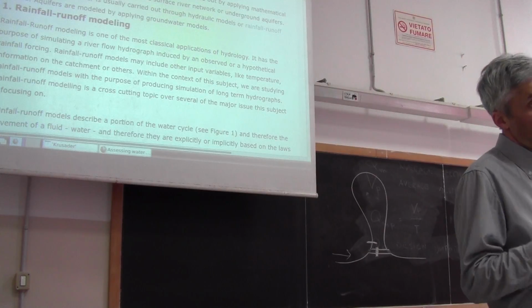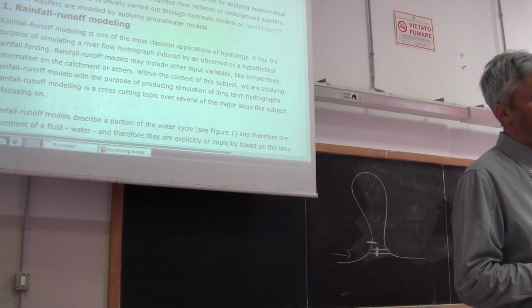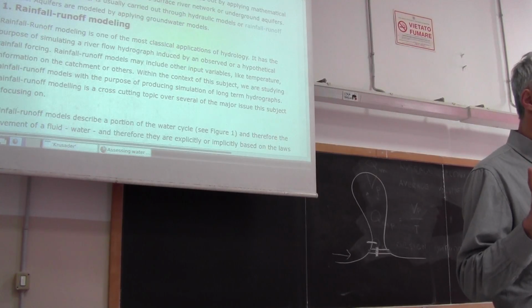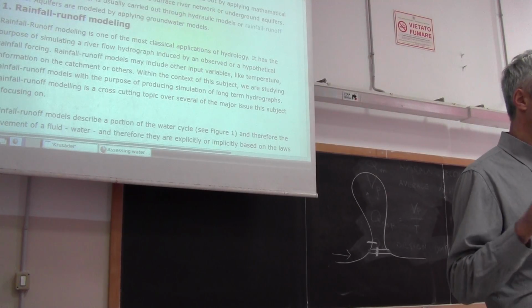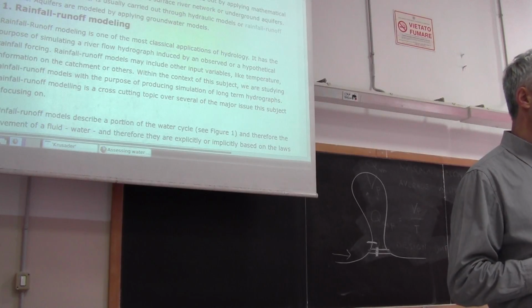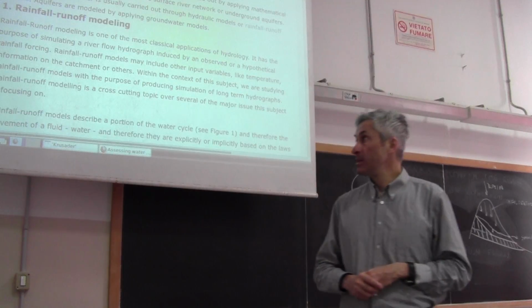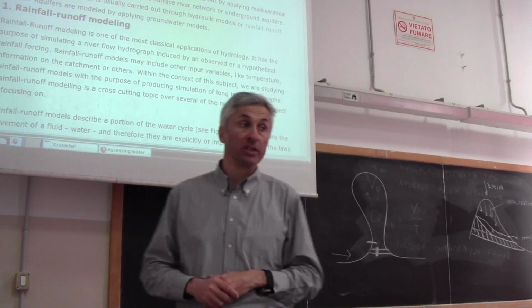Taking place in the first, let's say, 10, 20 centimeters of soils. And you don't see it, but it's still flowing quickly. And therefore, if it is quick, it's runoff. If it is very slow, it's storage. So we call them rainfall runoff models.